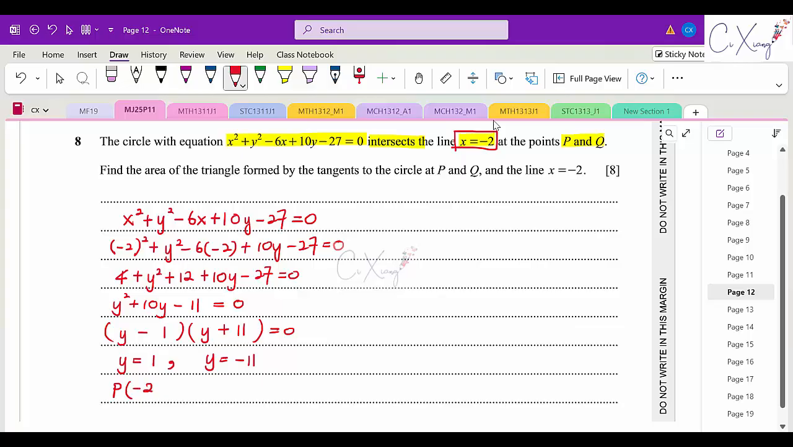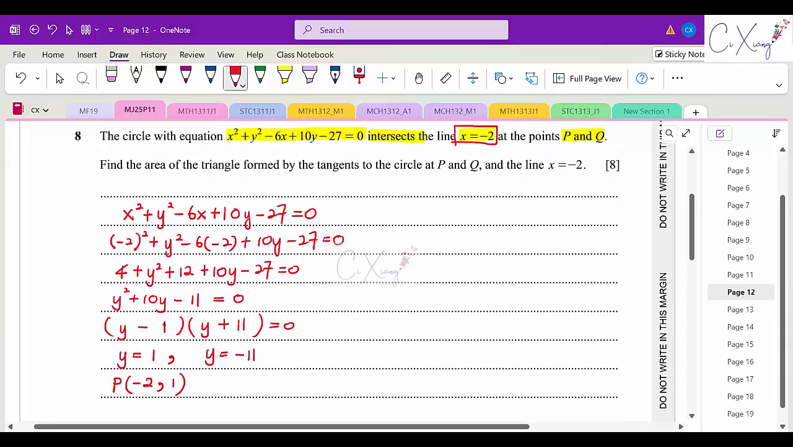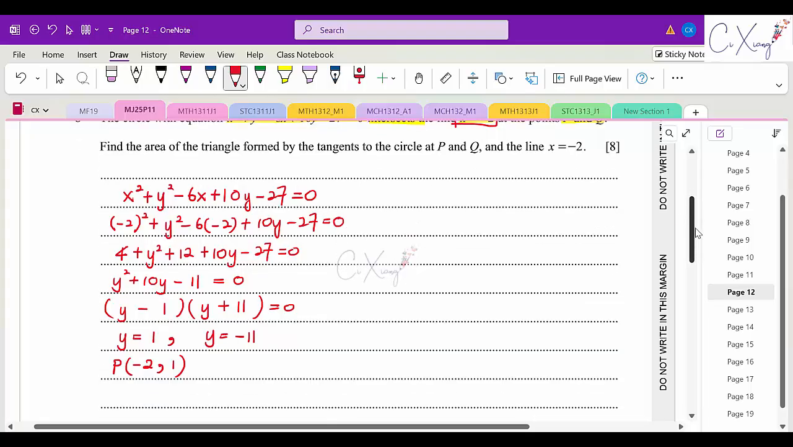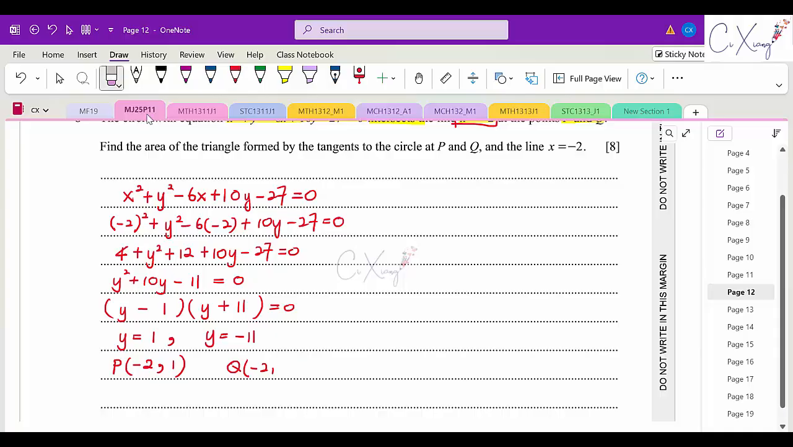So maybe I put P as negative 2 and 1. How do I know that the x-coordinate is negative 2? Because we just now already substituted x equals negative 2 into the equation to solve it, right? Okay, which means that P is one of the intersection points between the circle and the line x equals negative 2, and then Q is the other intersection point here. Also, sorry, I should put negative 11. Okay, so basically, we did the first part. But of course, this is not the final answer yet. There's a long way to go.